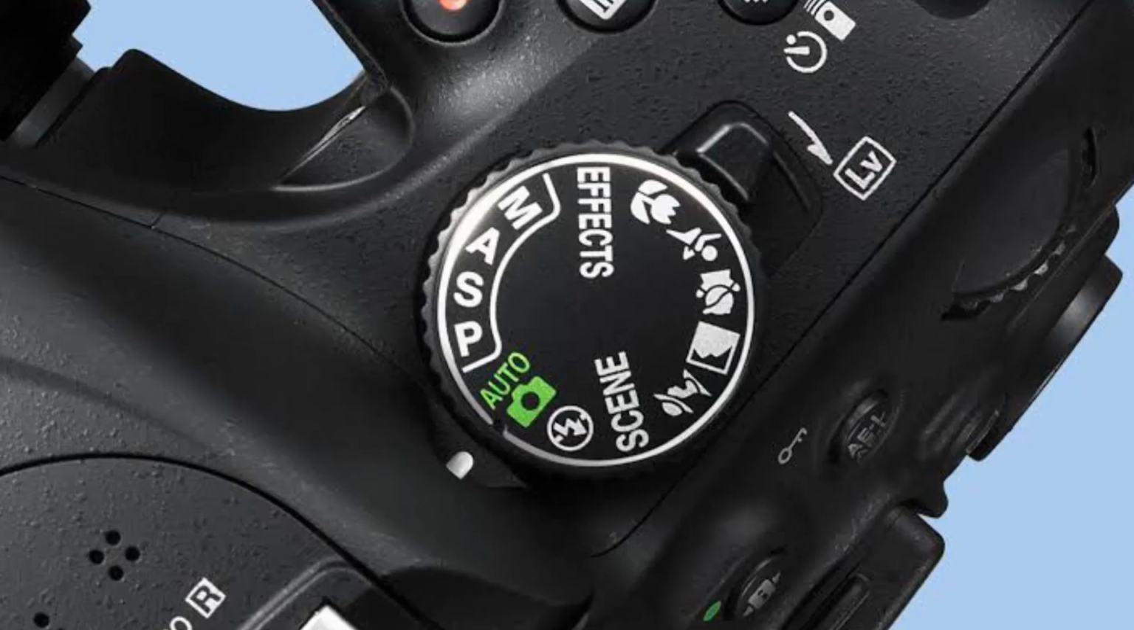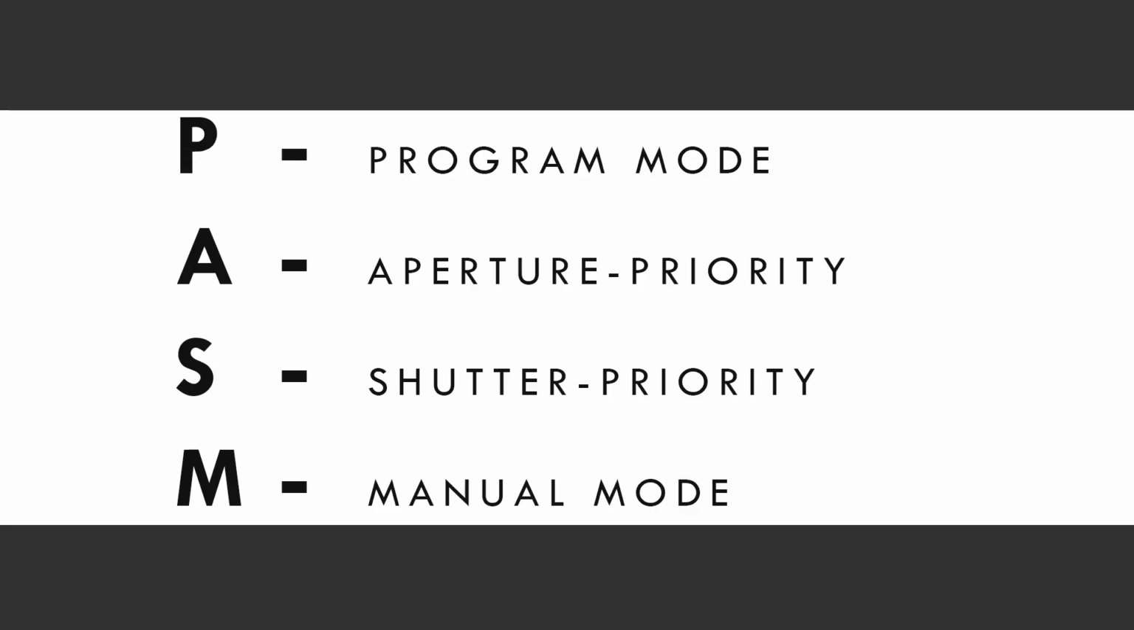So welcome to this section of photography class. We are going to be talking about different shooting modes. We have the PASM, which means program mode, aperture priority mode, shutter priority mode, and the manual mode.